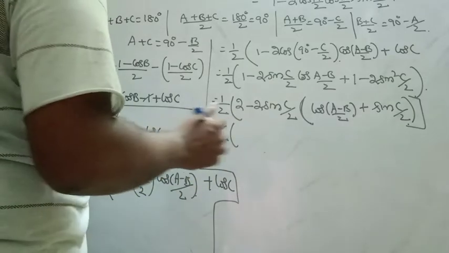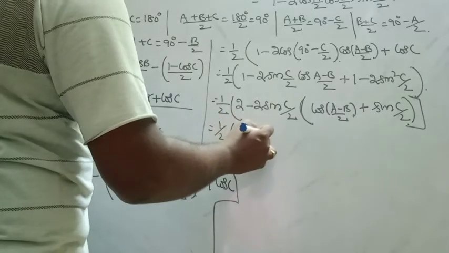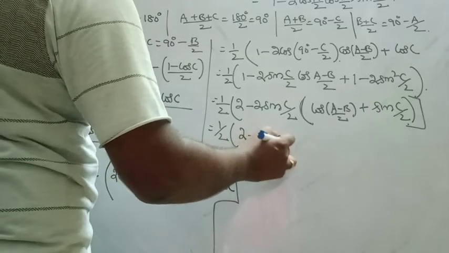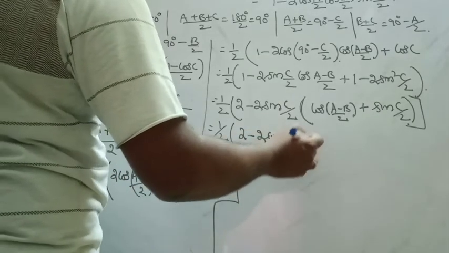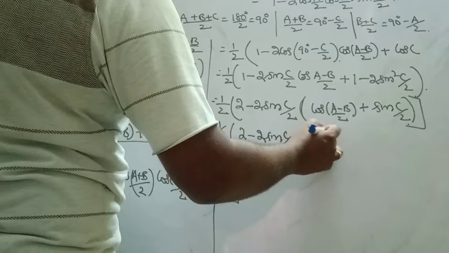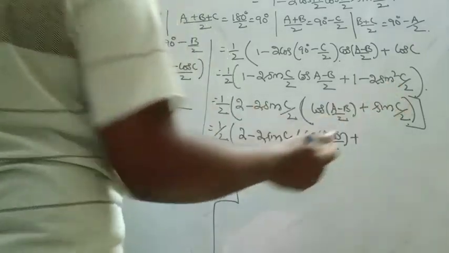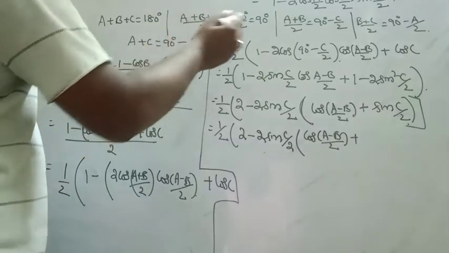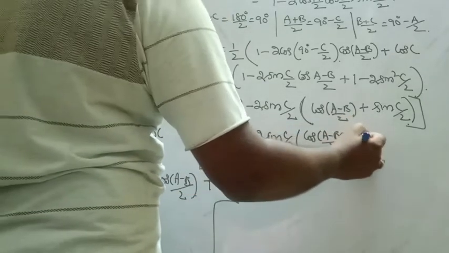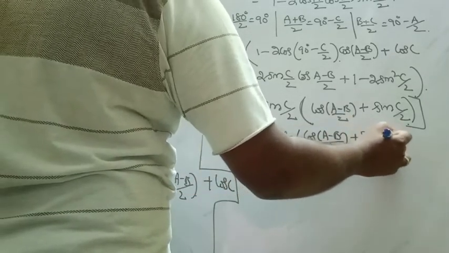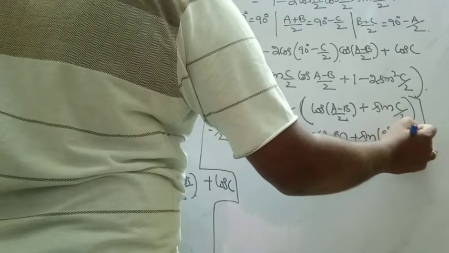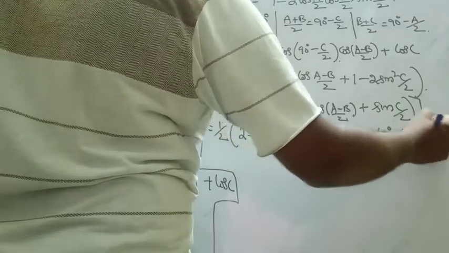This is nothing but what we are now having: 2 minus 2 sin C by 2, into cos A minus B by 2 plus sin C by 2. Here C by 2 you can write as 90 minus A plus B by 2, so this is sin of 90 degrees minus A plus B by 2, like this.